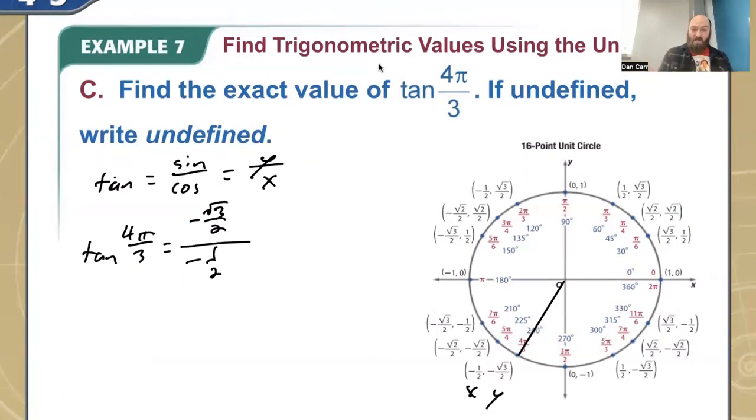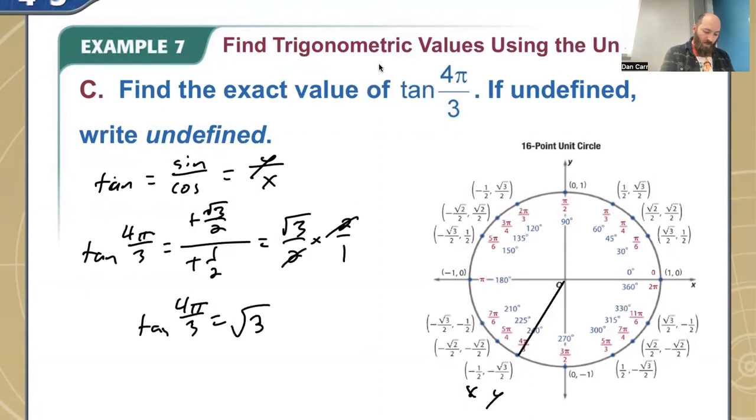Okay, so now we just need to simplify it. Now from here, I'm going to recognize they're both positive, so I don't have to deal with that anymore. This is going to be the same as taking √3/2 multiplied by 2/1. Instead of dividing by 1/2, I'm going to multiply by its reciprocal. So when I simplify that, I'm going to get the tangent of 4 pi over 3 is equal to the square root of 3. And that's it.